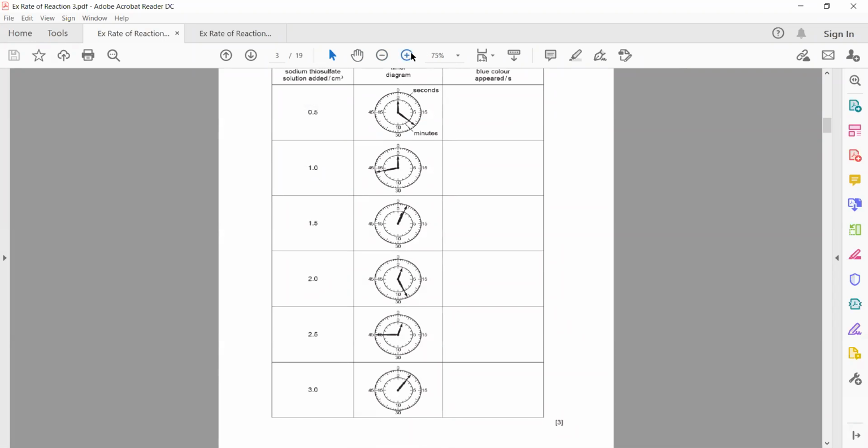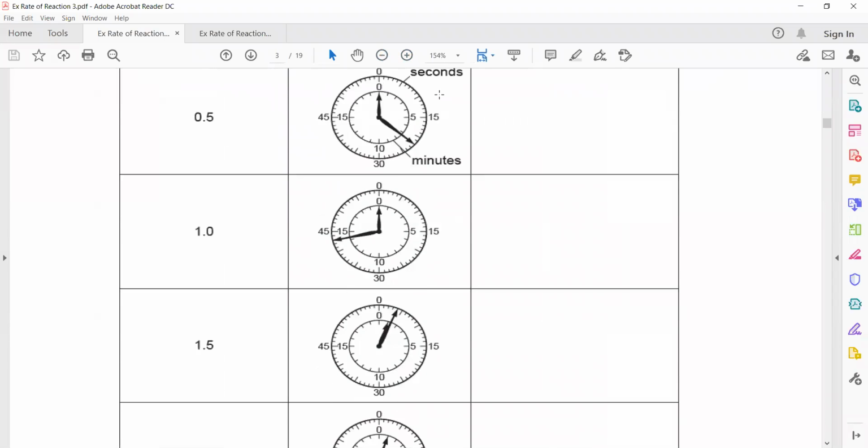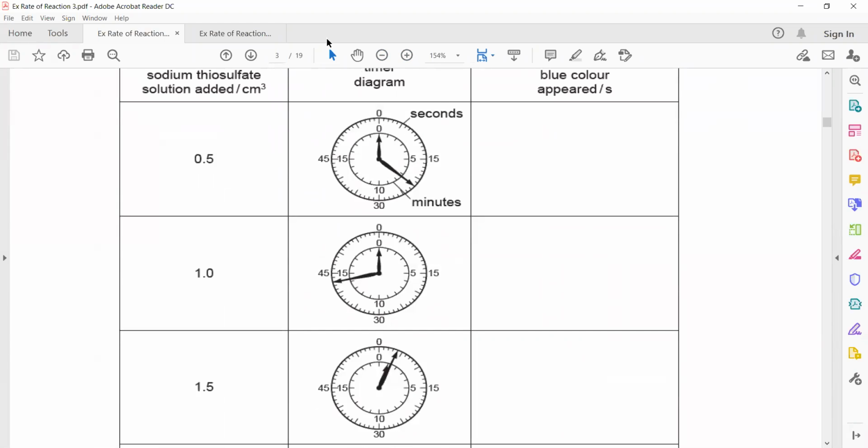So how will we read this? This is a stopwatch. You can see the inside dial is for minutes and the outside dial is for seconds. The inside dial is at 0 and the outside dial is at 15. Each division is representing like 1. So this is 20 and 22. So what is the time? That's 22.